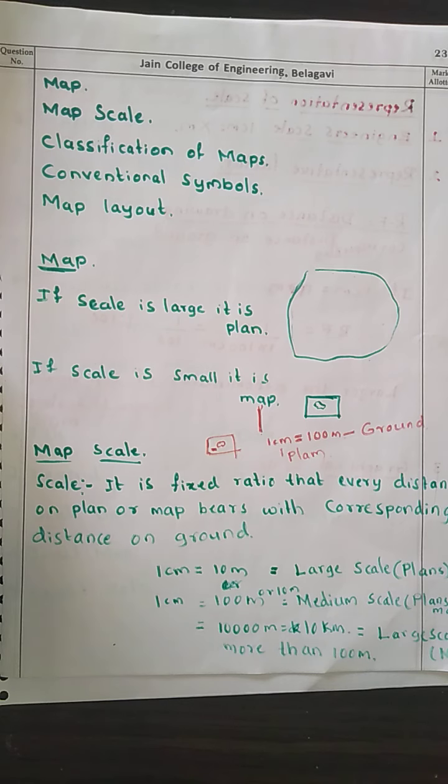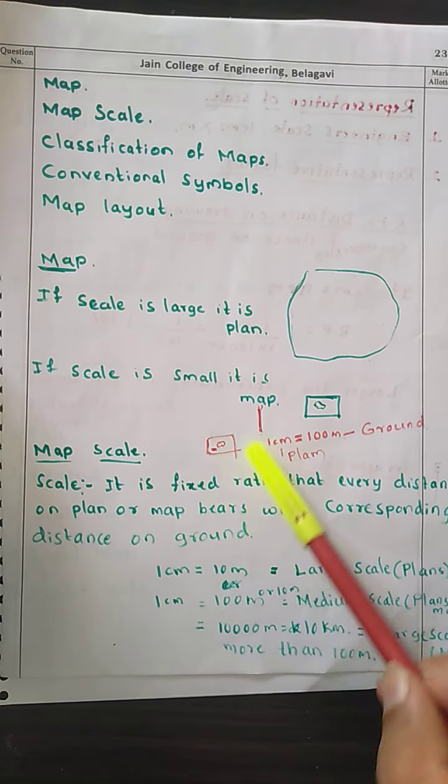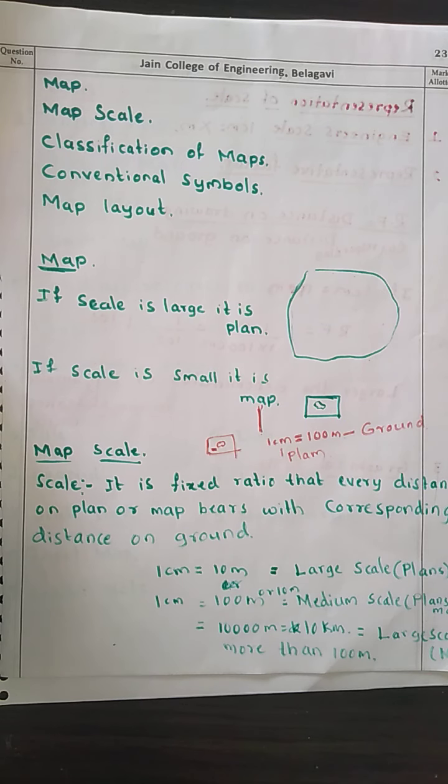But why do we have this map scale? Suppose there is an area of 100 square meters. Our sheet of paper won't be that large. So whatever the area or object is, we convert it to some scale. That is, 1 centimeter on a sheet of paper represents 100 meters on the ground. This is just an example.